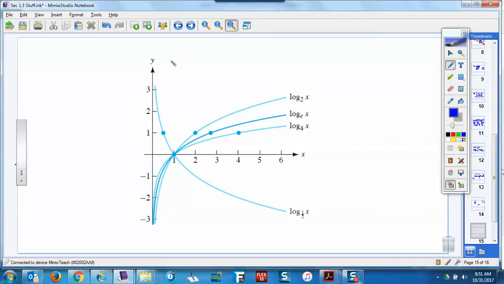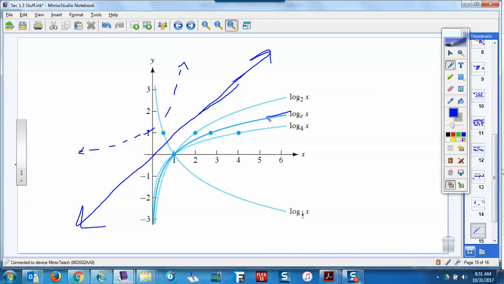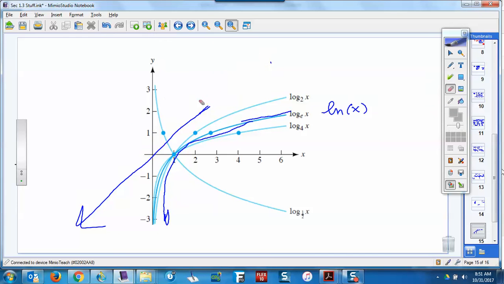Logs are the inverse of those, right? The reflection. If this was e to the x here, we're going to talk about inverse functions later, but the inverse would be the reflection in this line. This log base e is ln x. So logs and exponentials are mirror images of each other.